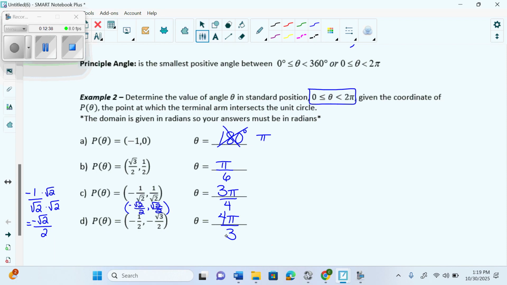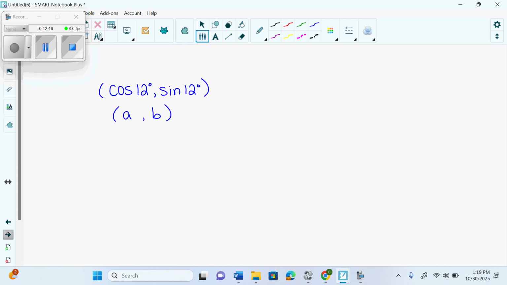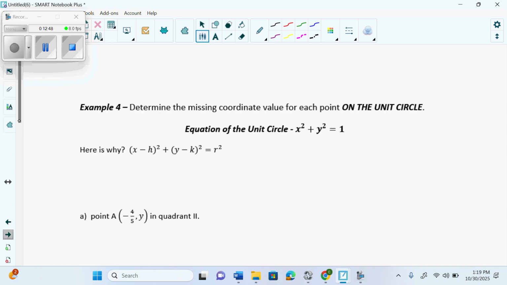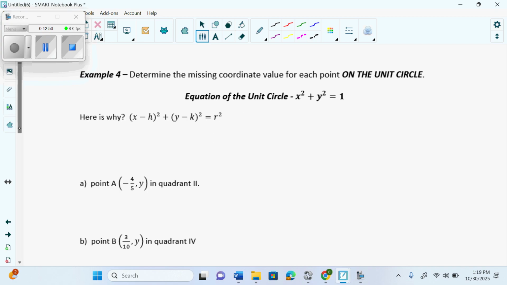So I can give you the angle and ask for the coordinate, and give you the coordinate and ask for the angle, correct? The other thing I can do is tell you that a coordinate is on the unit circle, but you're missing an x or a y. Okay, pencils down, we're listening.